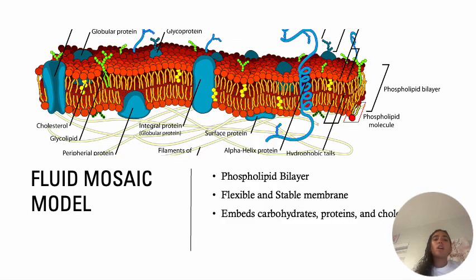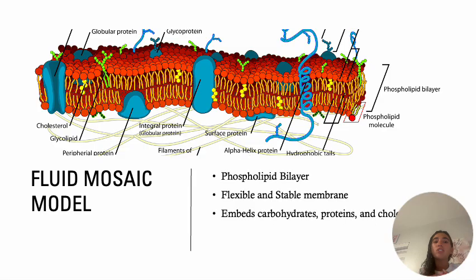To start, we're going to talk about the fluid mosaic model. So basically, when it comes to describing the cell membrane, we do it best with the fluid mosaic model, which is the picture you see above. At the center of it all, you'll see the phospholipid bilayer, which basically works like a selective barrier that lets some things in and out, but keeps the cell's internal environment very well protected.